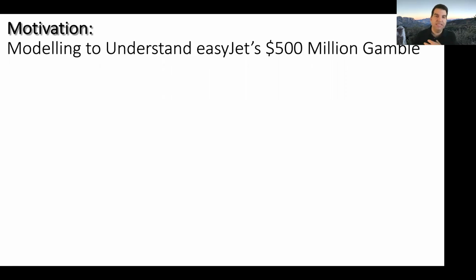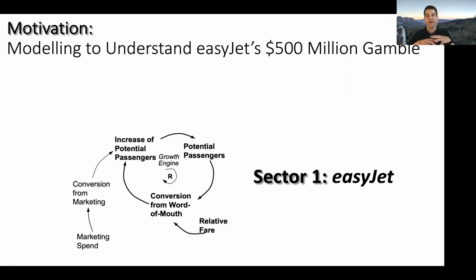If you remember with that EasyJet example, they talked about how you can take a sector of EasyJet here, which is how, if you're EasyJet, you would like to model how your company is going to grow over time, and you'd like to maximize that growth.